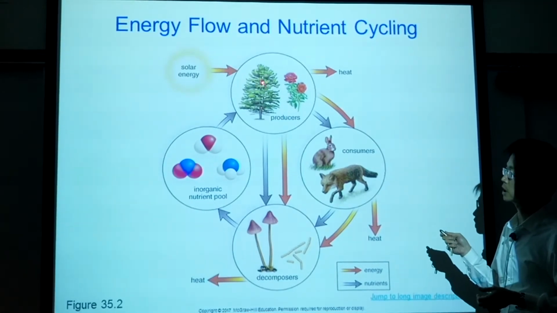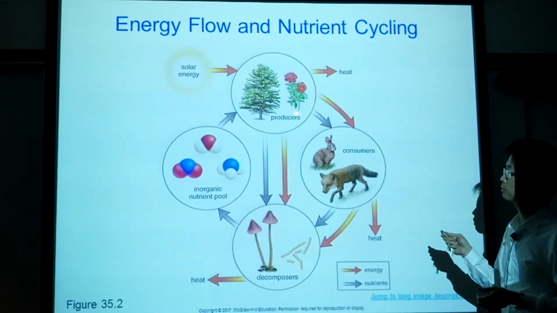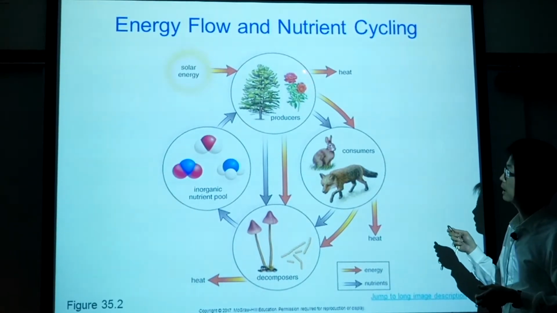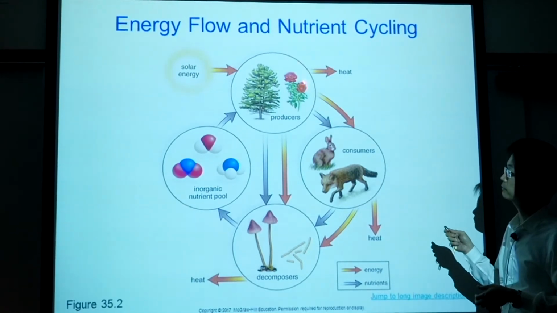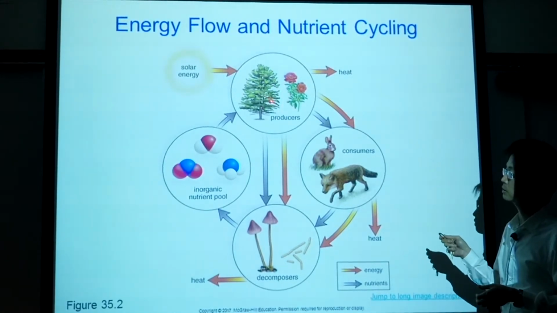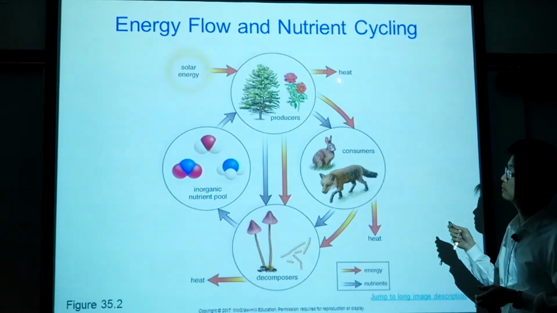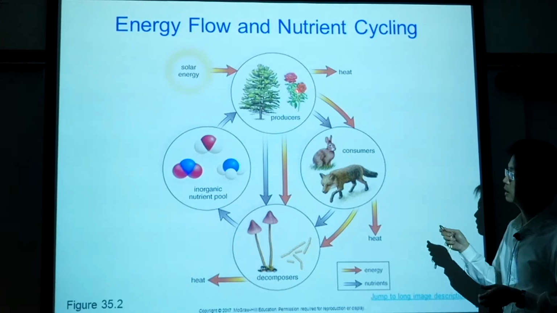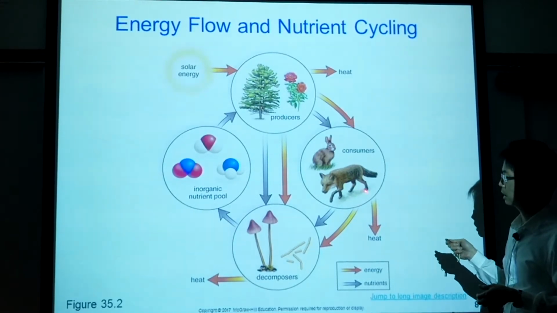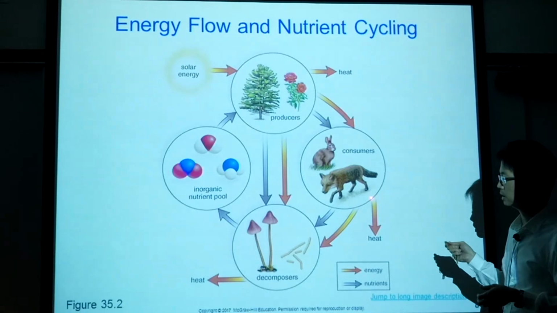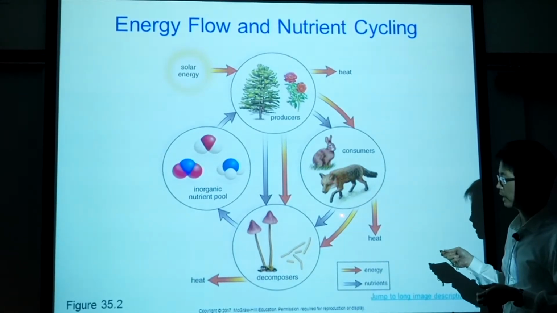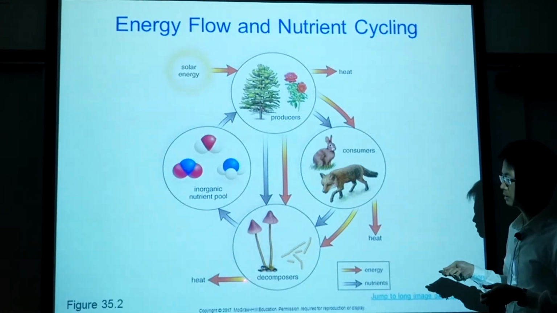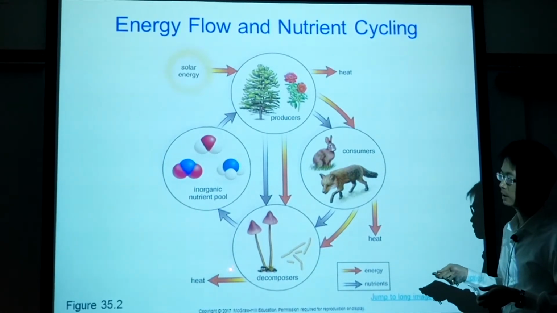absorbs the solar energy, and then it will produce food or glucose through photosynthesis. But during the process, some of the solar energy that the producer absorbs from the sun will become heat lost to the environment. And then when consumers eat the producer, they will also lose some energy as heat. And when consumers die and the decomposer feeds on the consumer, some of the energy is also lost as heat.